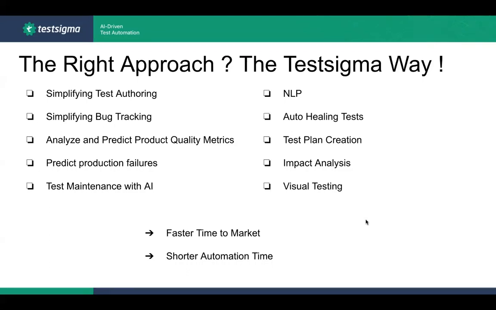Test authoring, we are solving the issues of test authoring. Now with Testsigma, you can create tests 5x faster. Bug tracking, our analytical dashboards and our algorithms help you track bugs in a much better way. Product quality metrics, right? We build products. The ultimate idea of testing is not to find bugs. The ultimate objective is to always say, okay, this product is of good quality.